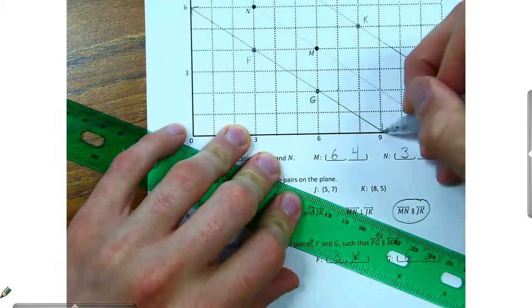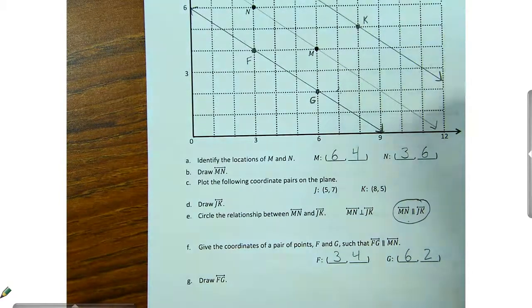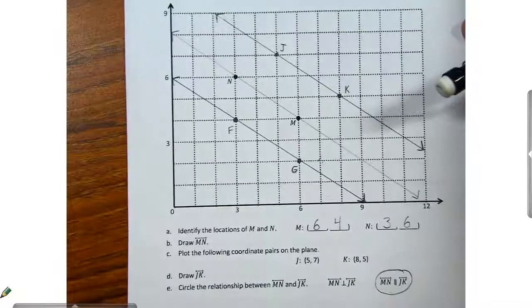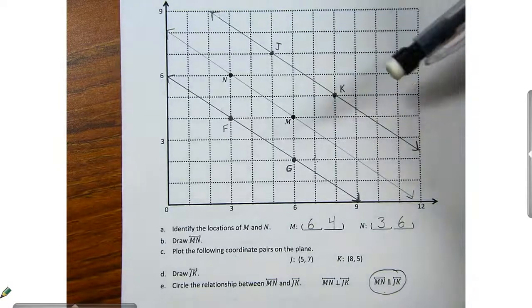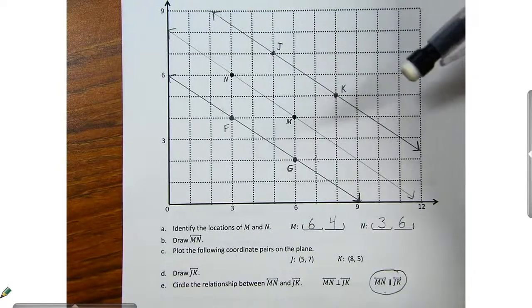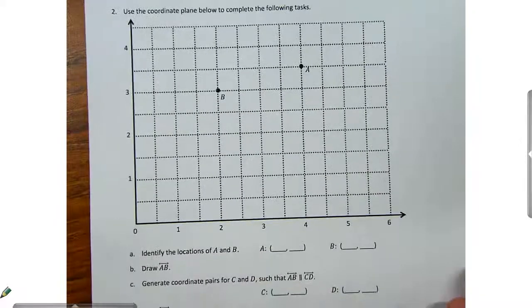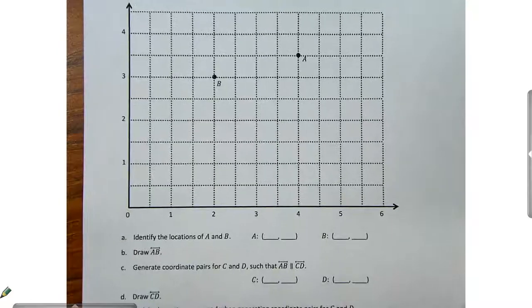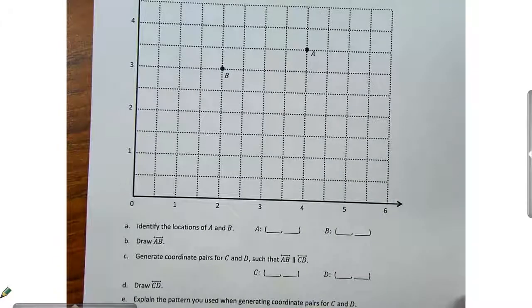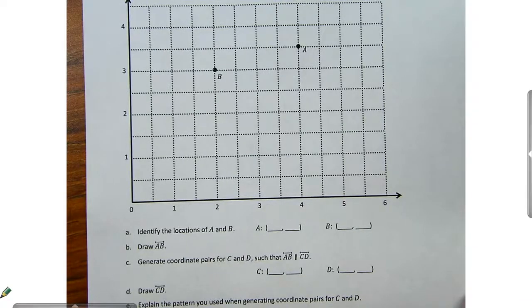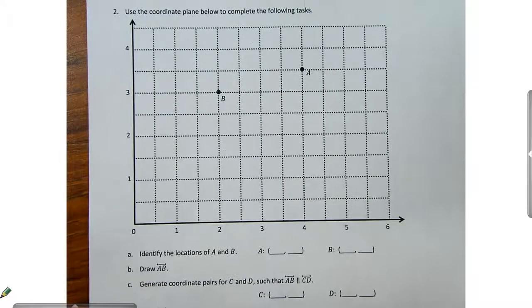There we go. We have another parallel line. Let's move on to our next one here. So we have another coordinate plane, and it says use the coordinate plane to complete the following tasks. It says identify the locations of A and B. So now we have to look at A and B here.